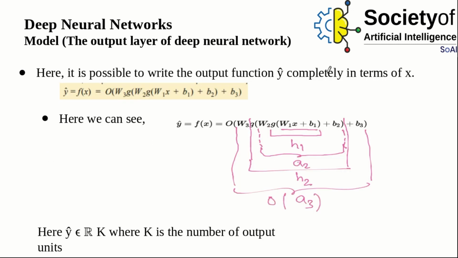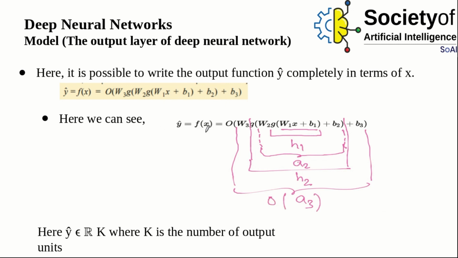So here it is possible to write the output function y cap completely in terms of x, as y cap is a function of x, which is O of W3 times G of W2 times G of W1 x1 plus B1, plus B2, plus B3.